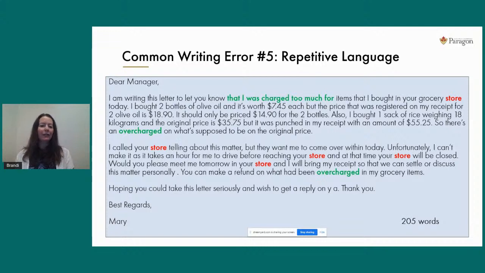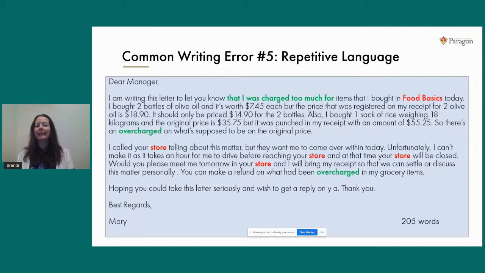And this person again just says, I bought these groceries in your store today. So once again, let's just be a little more interesting and descriptive. Just create the name of a grocery store or use one from your neighborhood. Food Basics is another one from my hometown. So that's why I included that one there. Okay, so we've fixed up, I guess, that first line.